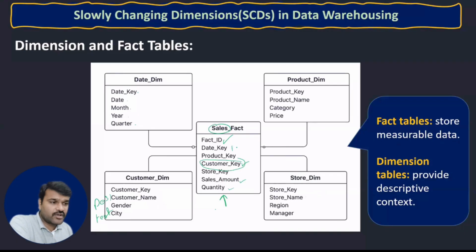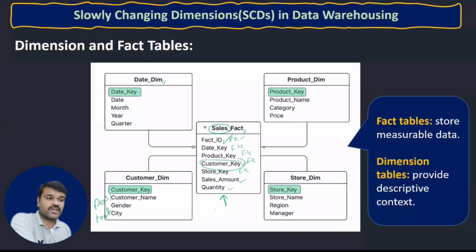Facts store measurable data. So these are all foreign keys, that's what we learned just now, right? Have a look. And this will be the primary key, which sometimes is also called a surrogate key. Identify the different primary keys in each dimension table. So dim is nothing but dimension. This is fact. Have a look. Fact is always surrounded by dimension tables.